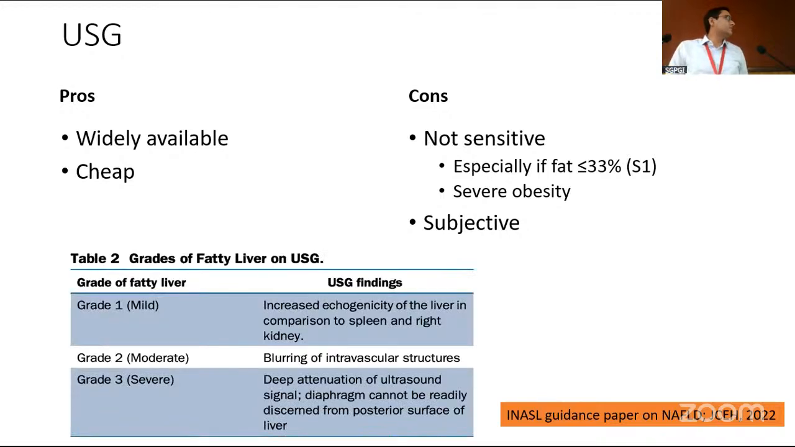Grade 1 fatty liver is mild, 2 is moderate, 3 is severe. In grade 1, you will have increased echogenicity of the liver in comparison to the spleen and right kidney. In grade 2, we will have blurring of intrahepatic vascular structures, like the portal vein may be obscured. And in grade 3, there will be deep attenuation of the ultrasound signal, and the diaphragm cannot be separately discerned from the posterior surface of the liver. This is how we quantify fatty liver or grade them into grade 1, 2, and 3 on ultrasonography.